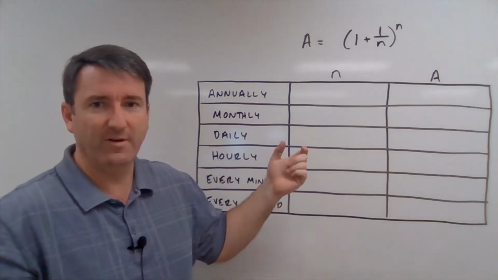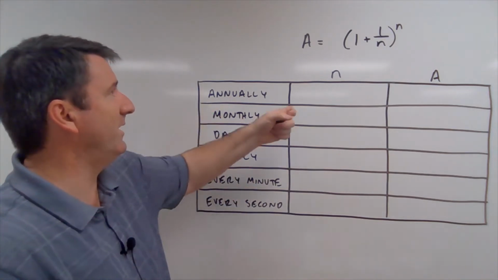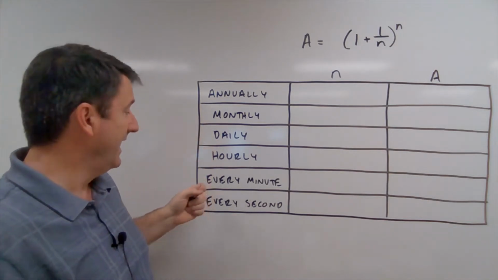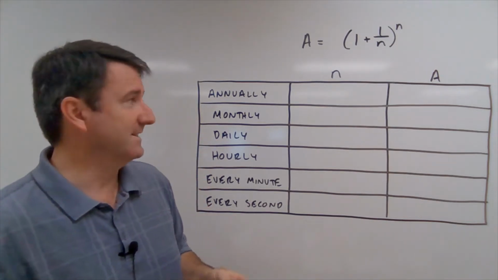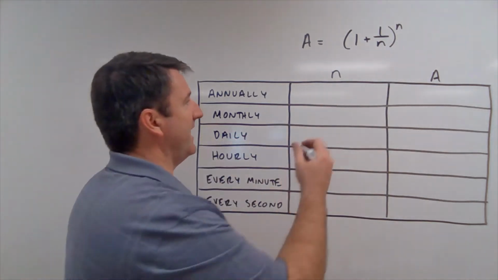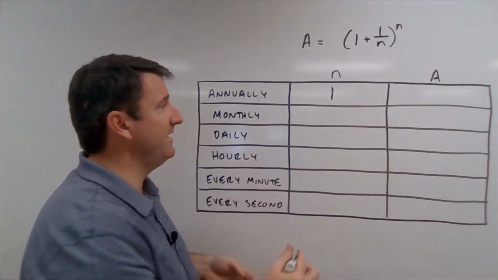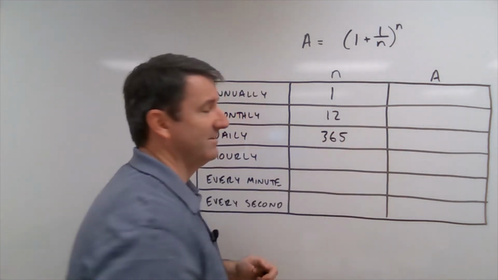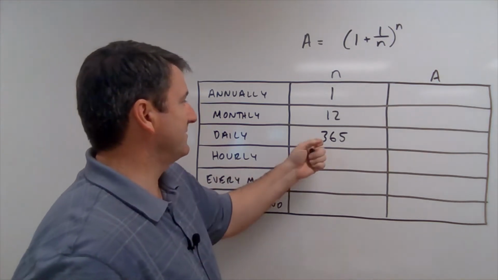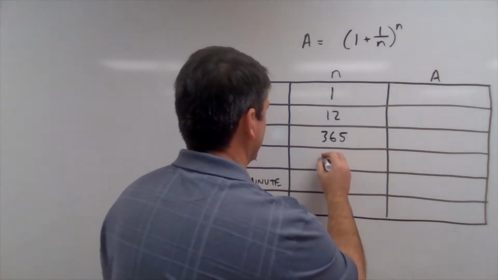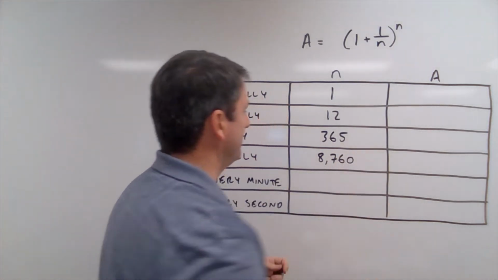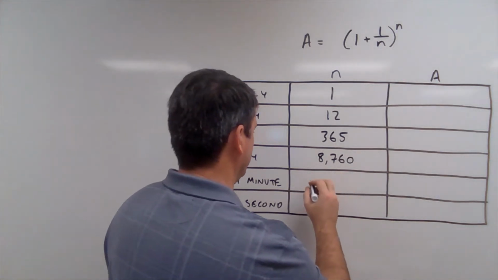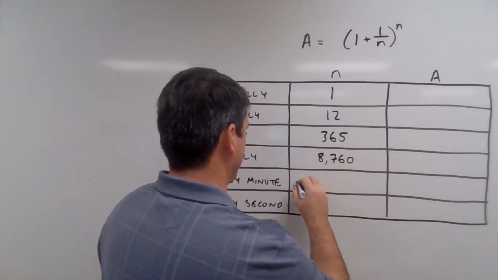So we're going to figure out what is going to happen if we compound it annually, monthly, daily, hourly, every minute, or every second. So if we compound it annually, the n is going to be 1. If we compound monthly, that's 12. Compound daily, that's 365. Compound hourly, that's 365 times 24, so that's 8,760.